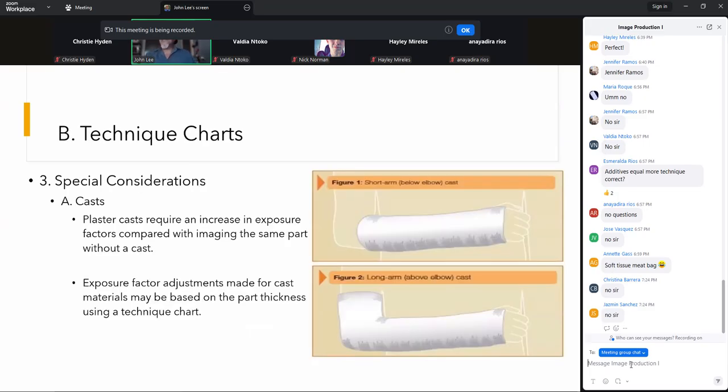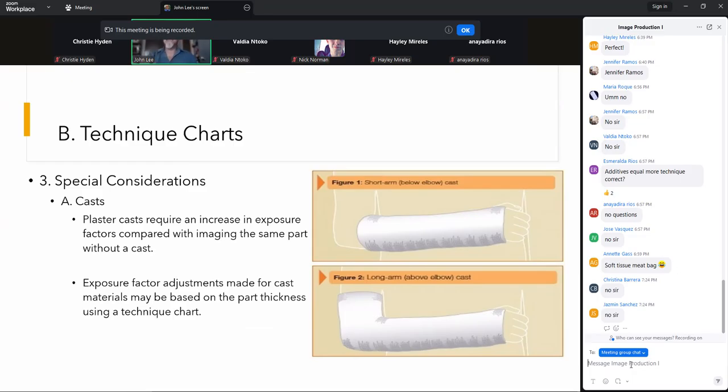Special considerations for a plaster cast. You're going to have to increase the technique for a plaster cast over the technique that's prescribed for that same size part without the cast.